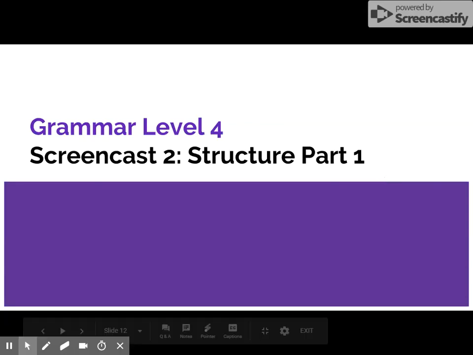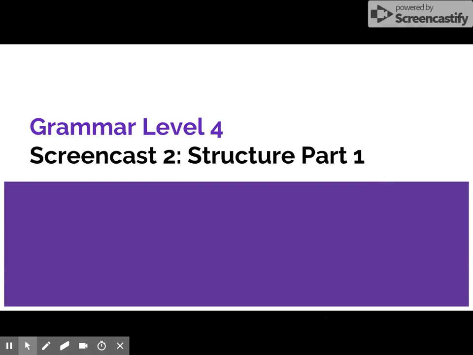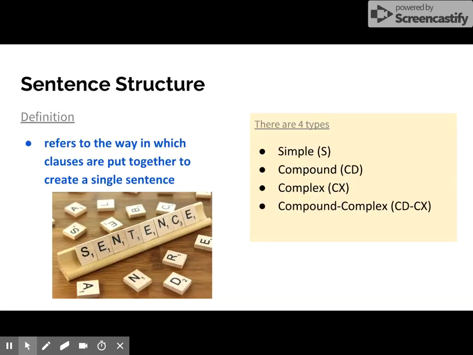For our next part of Grammar Level 4, we're going to look at sentence structure. Sentence structure, which is also known as syntax, is just the way in which clauses are put together in order to create a single sentence. And there are 4 different types of sentence structures. You can have a simple sentence, a compound one, complex, or join those and make a compound complex.